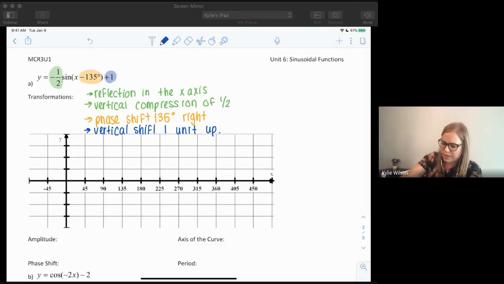So we're going to start by graphing our parent function. And because of the sine here in the equation, our parent function is sine. So let's start by graphing sine. So we'll have 1, 2, -1, -2.